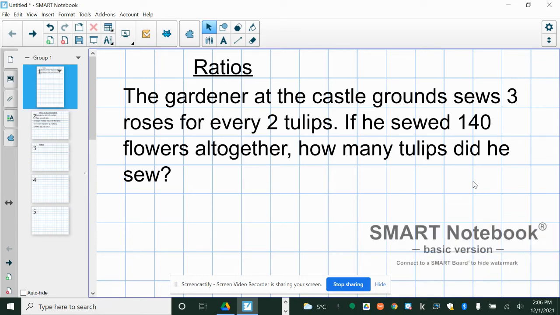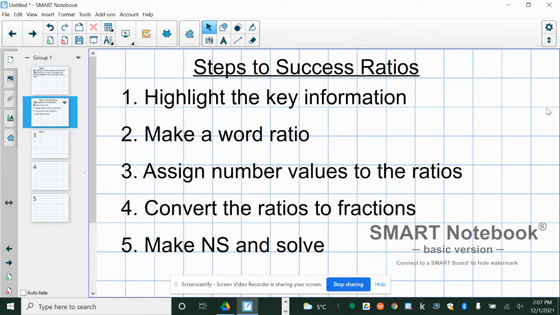Okay, in this video, we're going to look at how to solve a word problem that requires ratio knowledge and skill. We have a challenge or a question here. It says, the gardener at the castle grounds sows 3 roses for every 2 tulips. If he sowed 140 flowers altogether, how many tulips did he sow? Now, to guide us through the solving of this challenge, I've put together a steps to success.